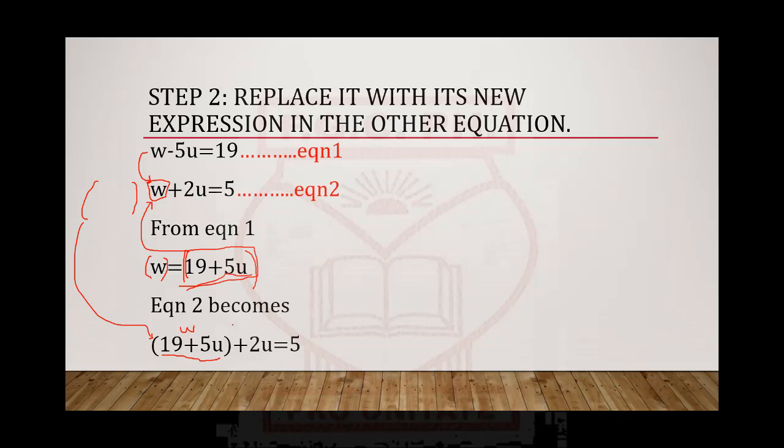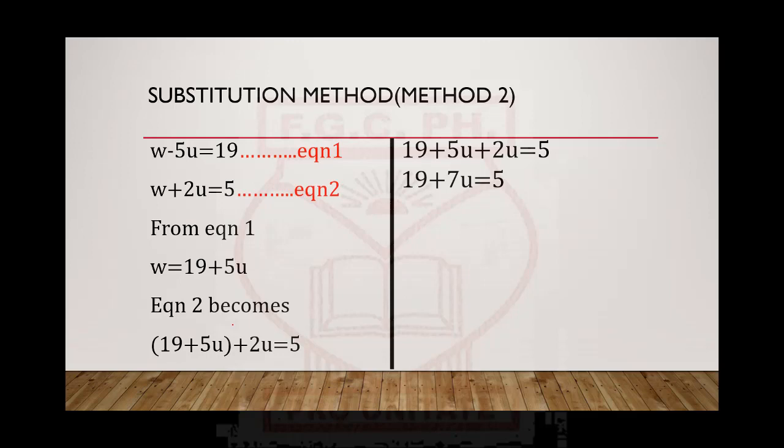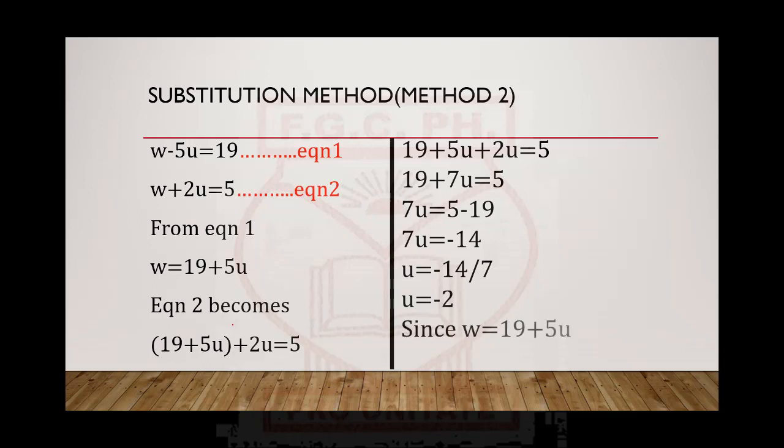It is now 19 plus 5U plus 2U, because W now has a new expression, which is 19 plus 5U. So we're going to now solve the resulting equation, and that will give us 19 plus 5U plus 2U equal to 5, and that will be 19 plus 7U equal to 5. Now 7U equal to 5 minus 19. So 7U equal to 5 minus 19, and that becomes 7U equal to minus 14. U will be minus 14 over 7, and that makes U minus 2.